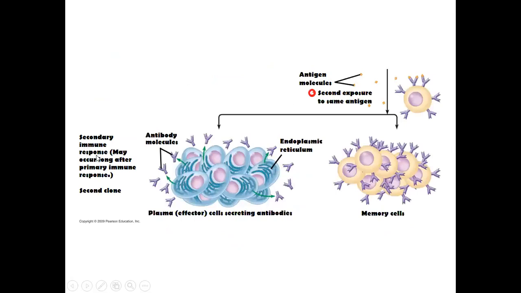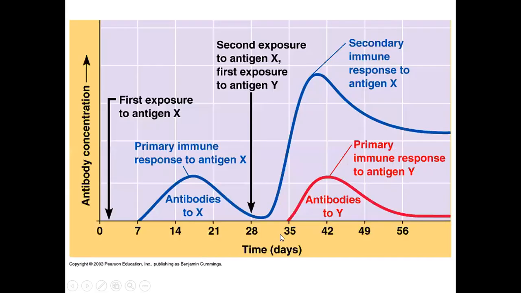The secondary immune response may occur long after the primary immune response. This is the second clone. Antigen molecules: look at the second exposure to the same antigen. There are amplification and formation of memory cells.